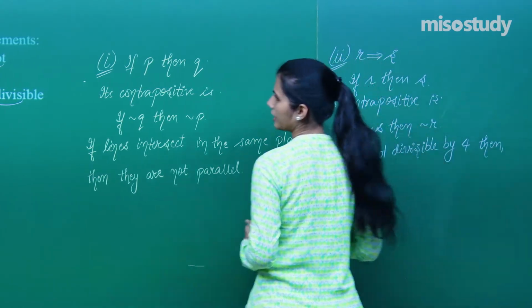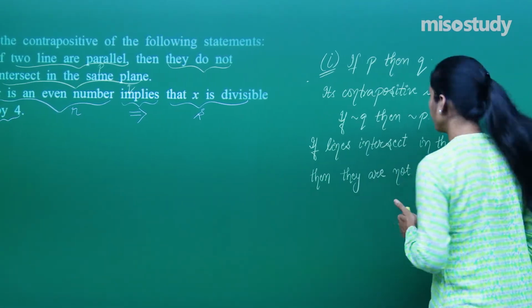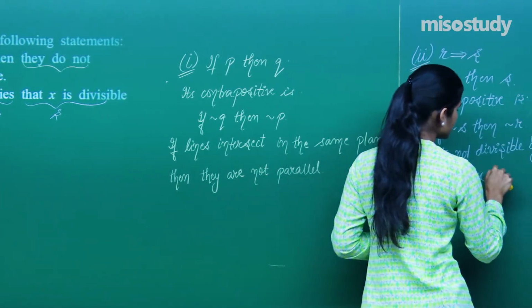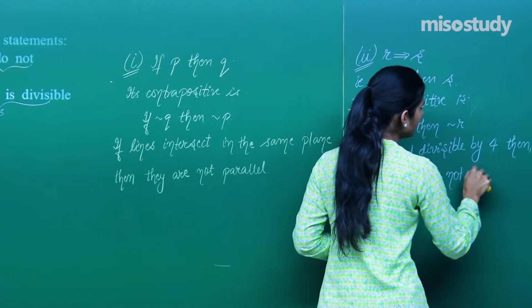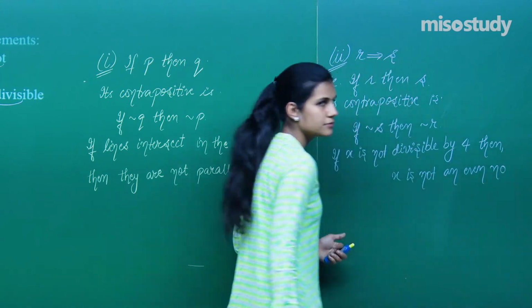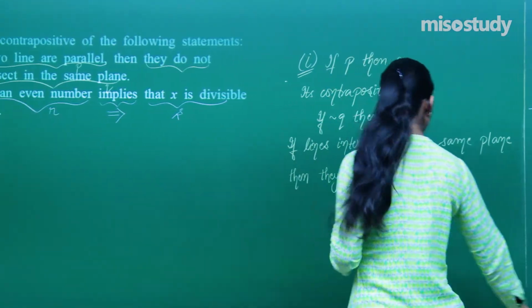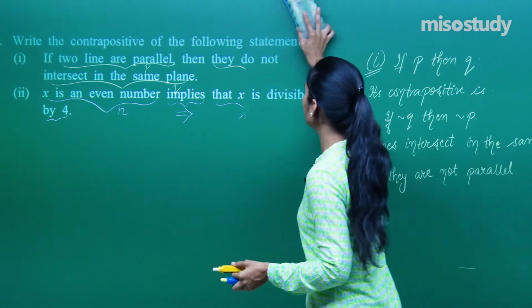Then not R. R is X is an even number. So not R will be X is not an even number. Then X is not an even number, you can write, or you can write it's an odd number. It's the same thing. Clear? That is how you actually write the contrapositive of an if-then implication.